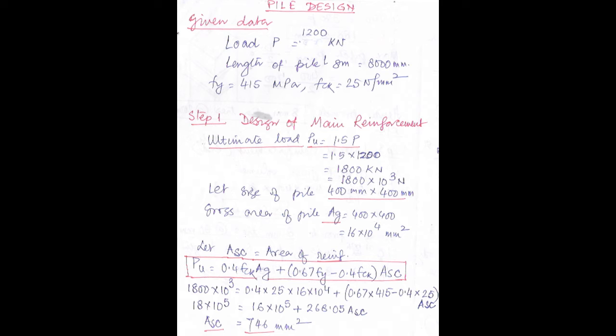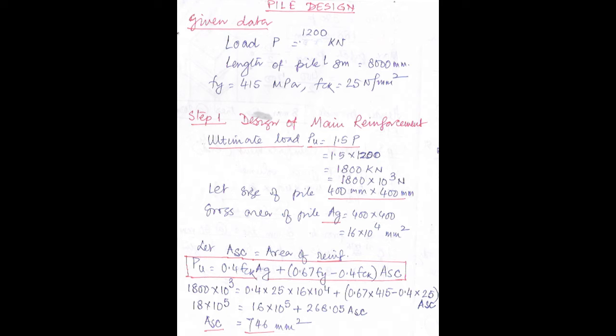Asc. So here what is the value of PU? 1800 into 10 cube, FCK value 25, Ag value 16 into 10 to the power 4, FY value is 415. So from here you put all the values and you will find the value of Asc, the area of the reinforcement. I request all of you to please stop here and do the calculation in your calculator and check whether it is coming correct. So Asc will come out to be 746 millimeter square.